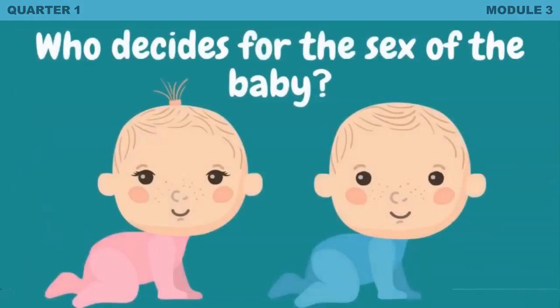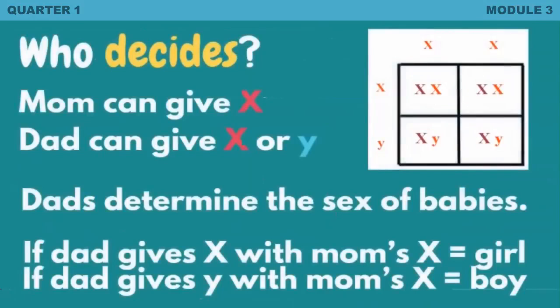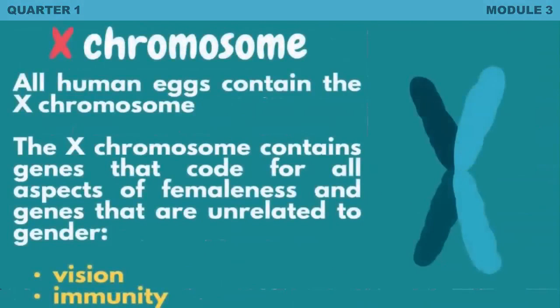But who decides the sex of the baby? Females inherit an X chromosome from the father for an XX genotype, while males inherit a Y chromosome from the father for an XY genotype. Remember that mothers only pass on X chromosomes. Therefore, it's the male who decides the sex of the offspring. All human eggs contain the X chromosome.